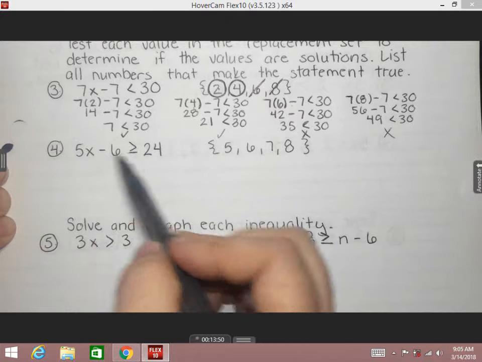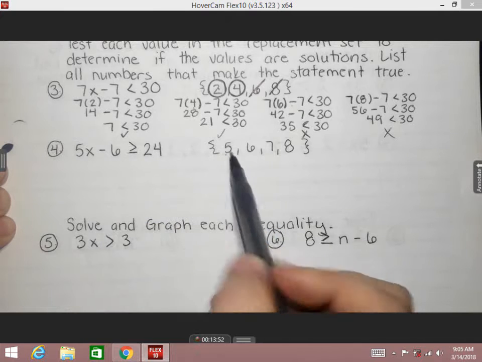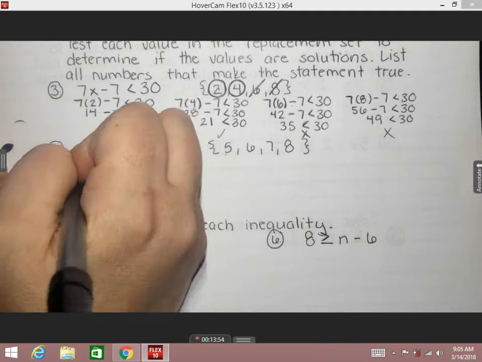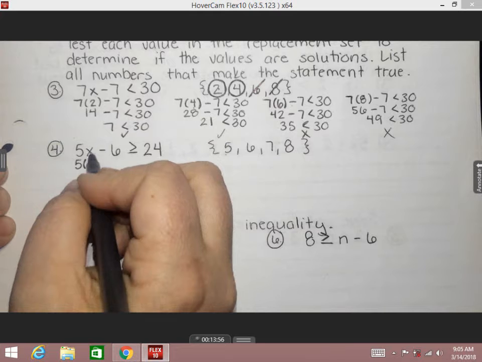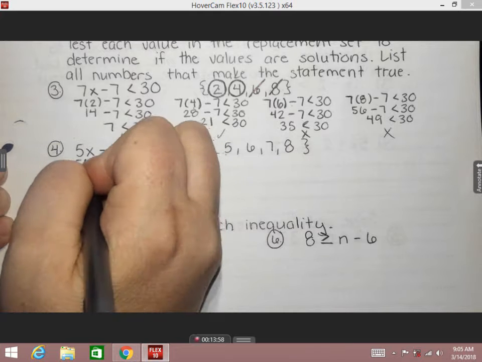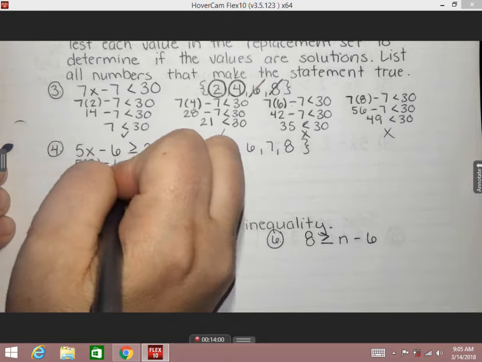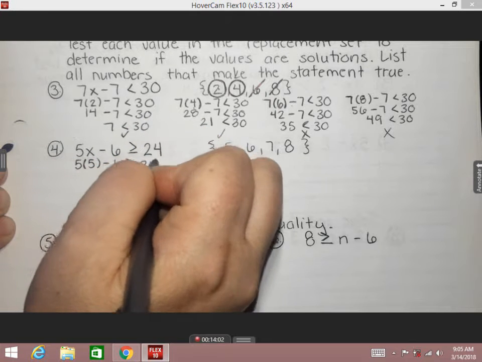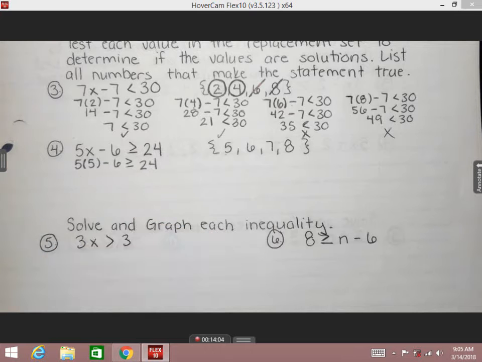Number 4. What number are we going to use first? 5. So 5 is the first number given to me, so I'm going to change my X to a 5: 5 minus 6 greater than or equal to 24. Again, the only thing that changed was the X.